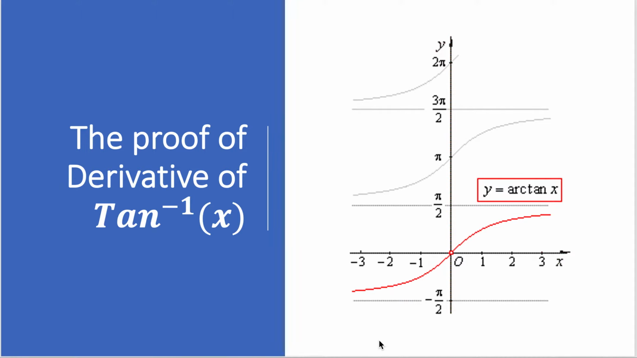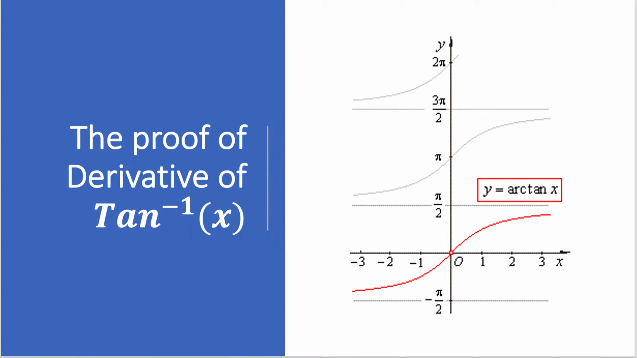Derivative of inverse tangent x. So the graph of the arcus tangent x, or inverse of tangent x, looks like in the figure here. Now let's go to the proof of the derivative.